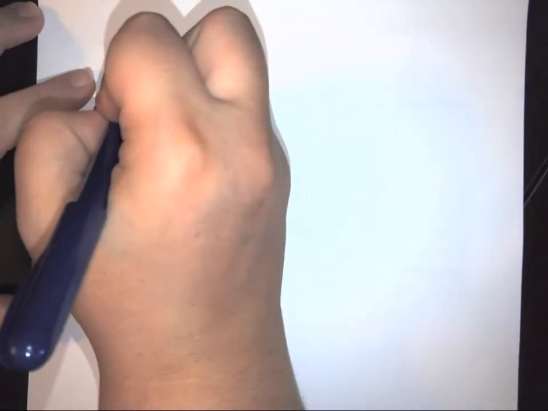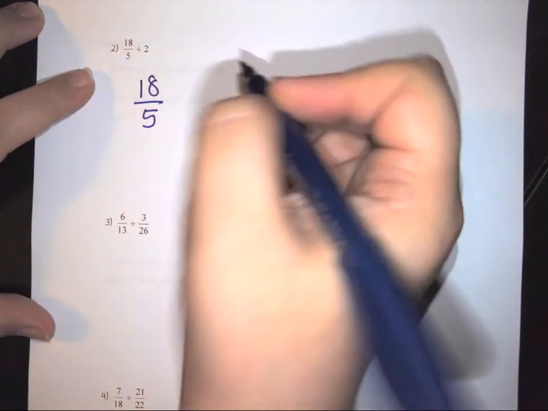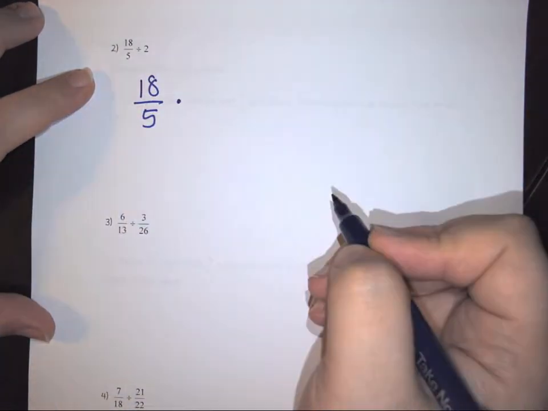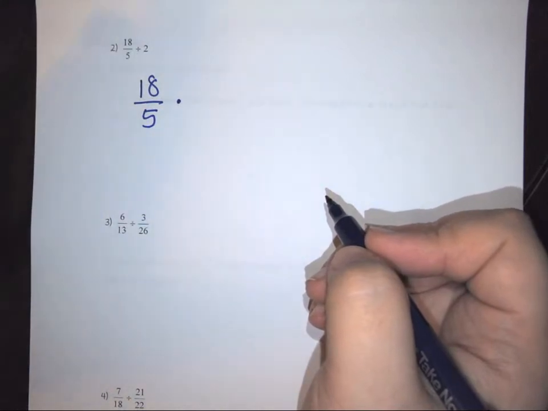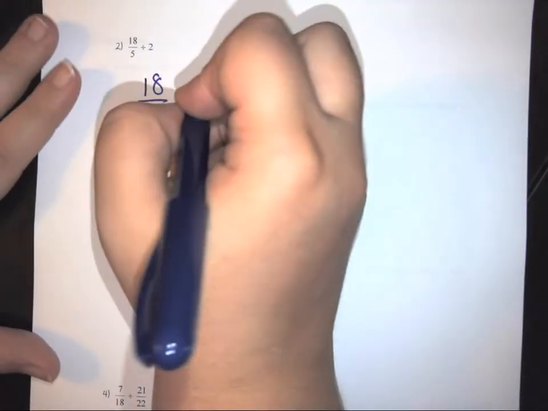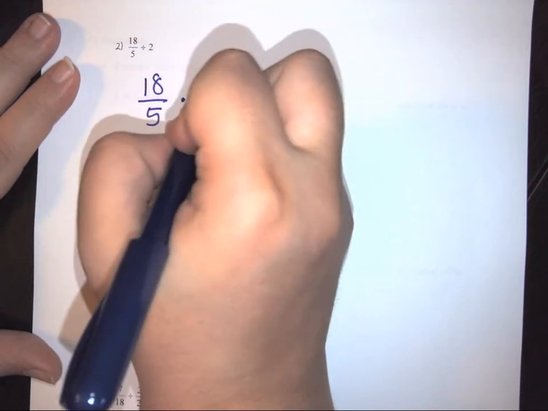So here I have 18 over 5 divided by 2. So again, I'm going to keep my first, so 18 over 5. Change my sign to multiplication. Flip the reciprocal. So this is a whole number, means when I flip it, I'm going to get a fraction. So this becomes 1 over 2.